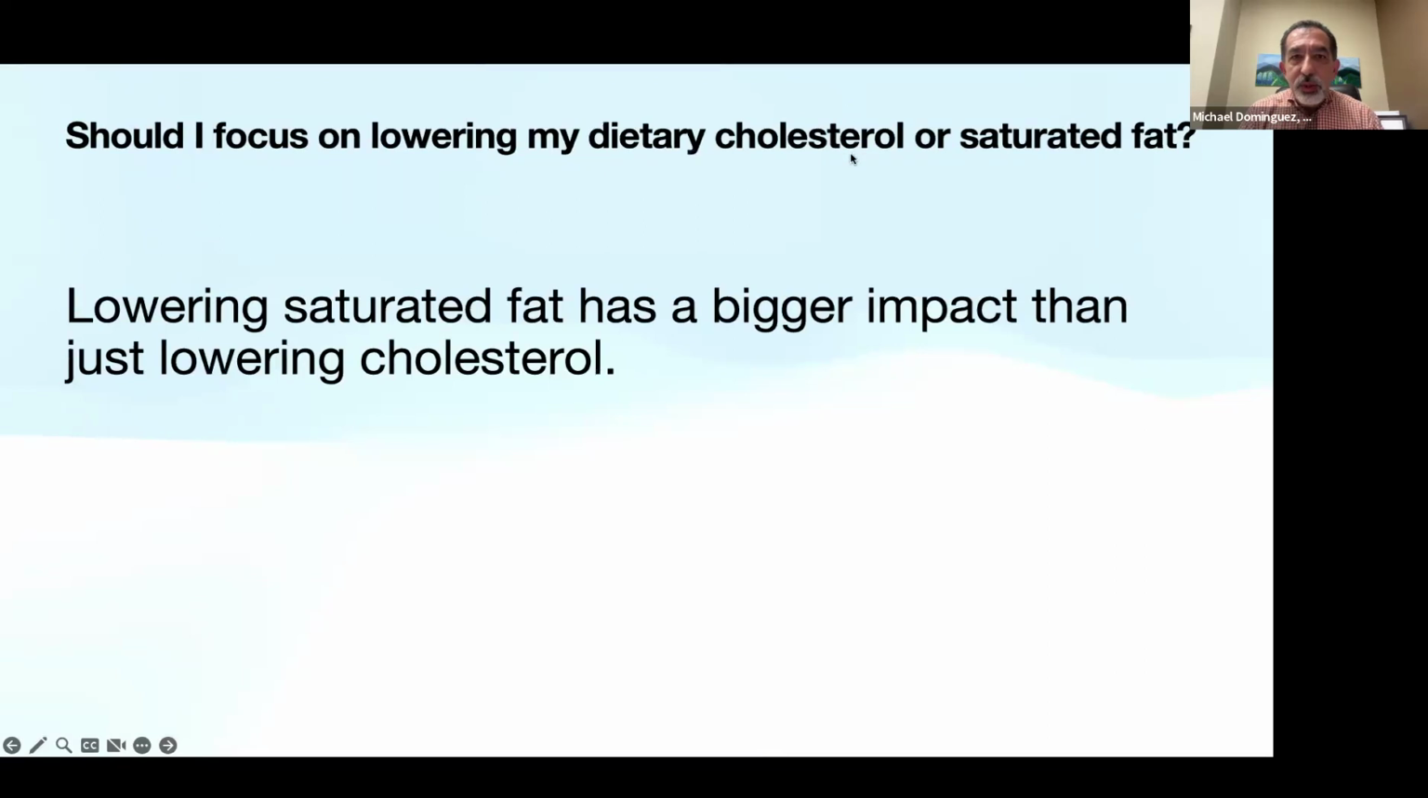Should I focus on lowering my dietary cholesterol or saturated fat? So eliminating saturated fats has a bigger impact than just lowering your cholesterol.